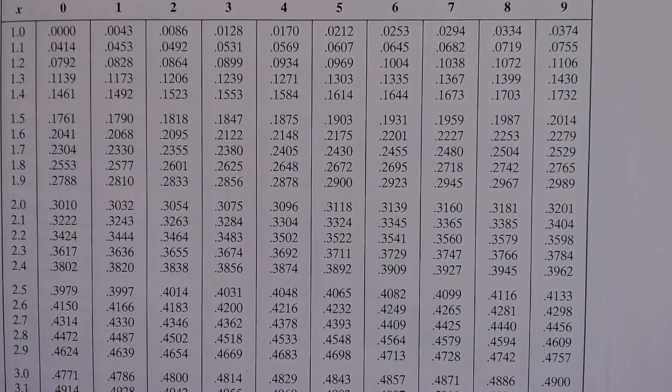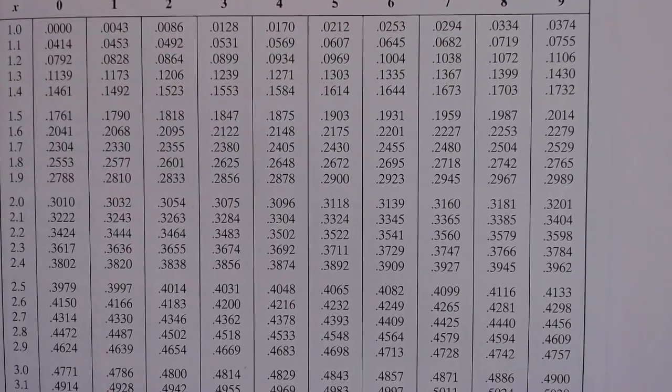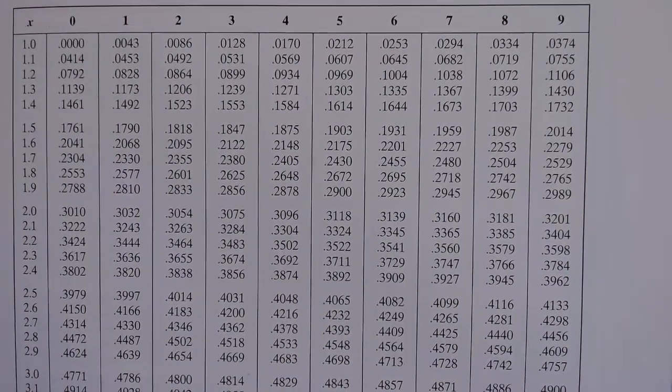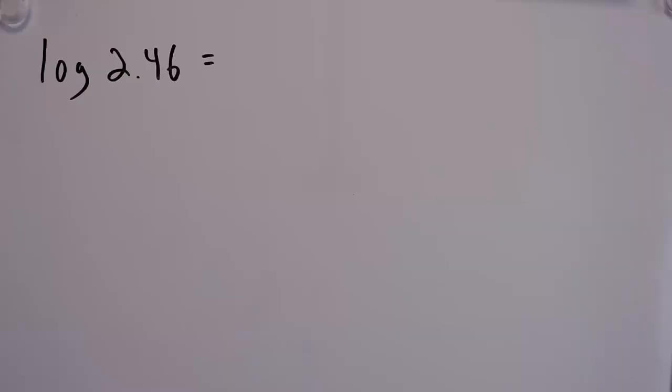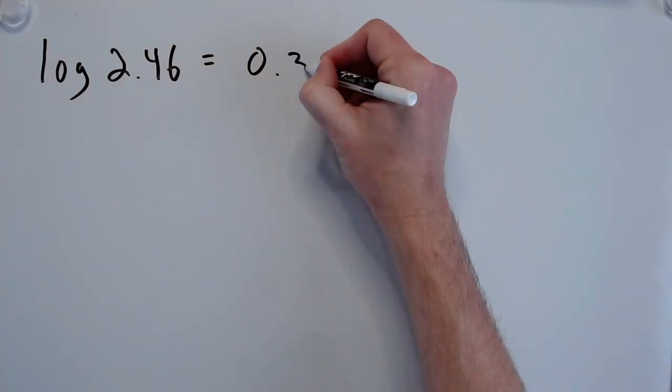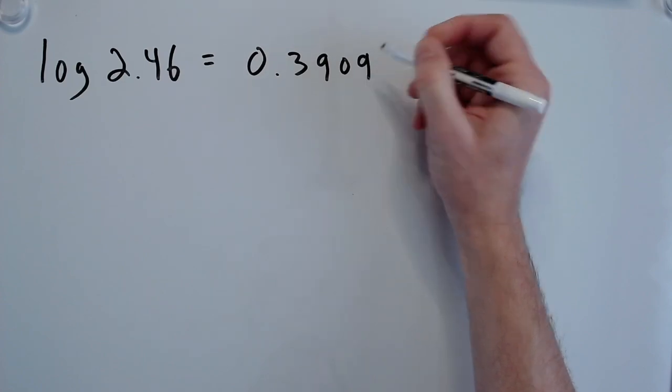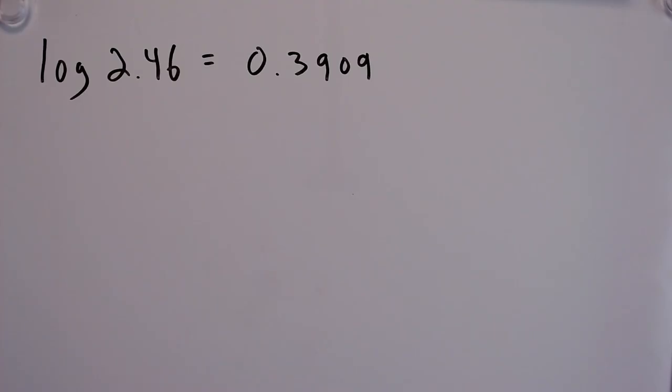So here is the table. If we look at the x value of 2.4, and scroll over to 6, you can see that the answer is 0.3909. And this is our mantissa.